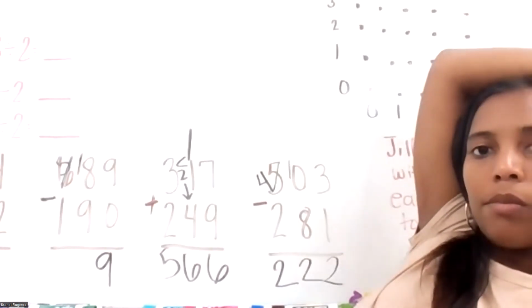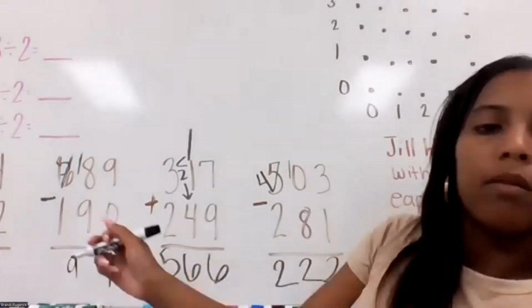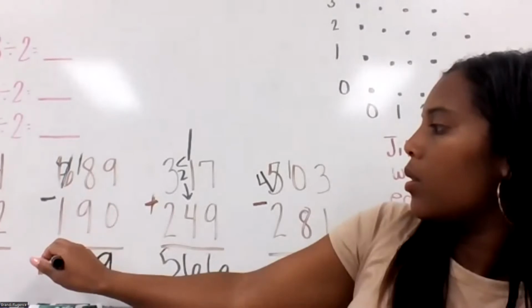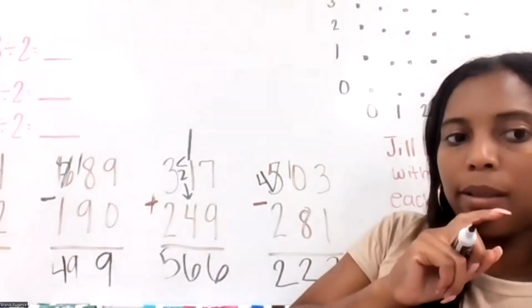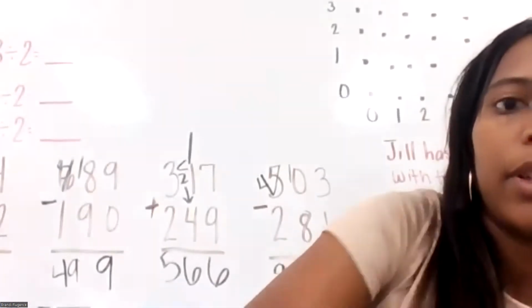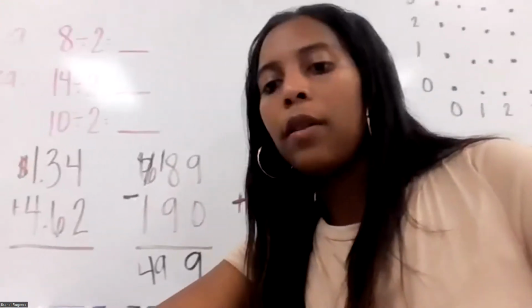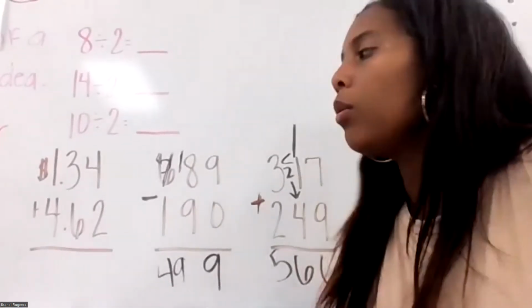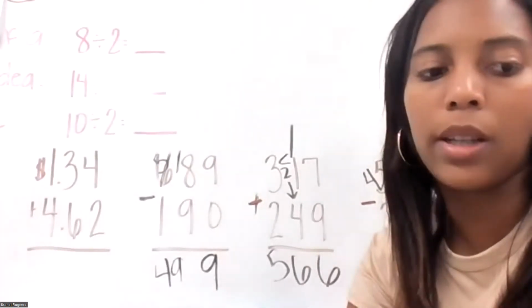So 18 minus 9 equals 9. And 5 minus 1 equals 4. Yay! 499. Okay, are your answers matching up, guys? Yes. Okay. All right, last one. 134 plus 462. This is an addition. Go ahead and add this one up.